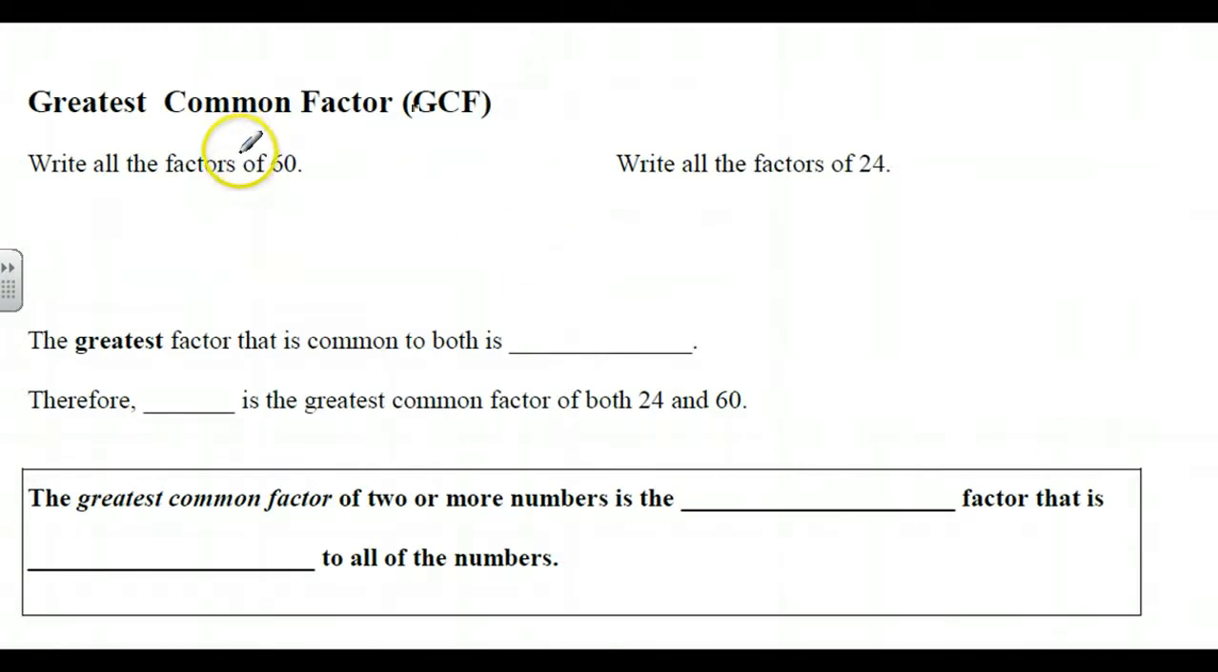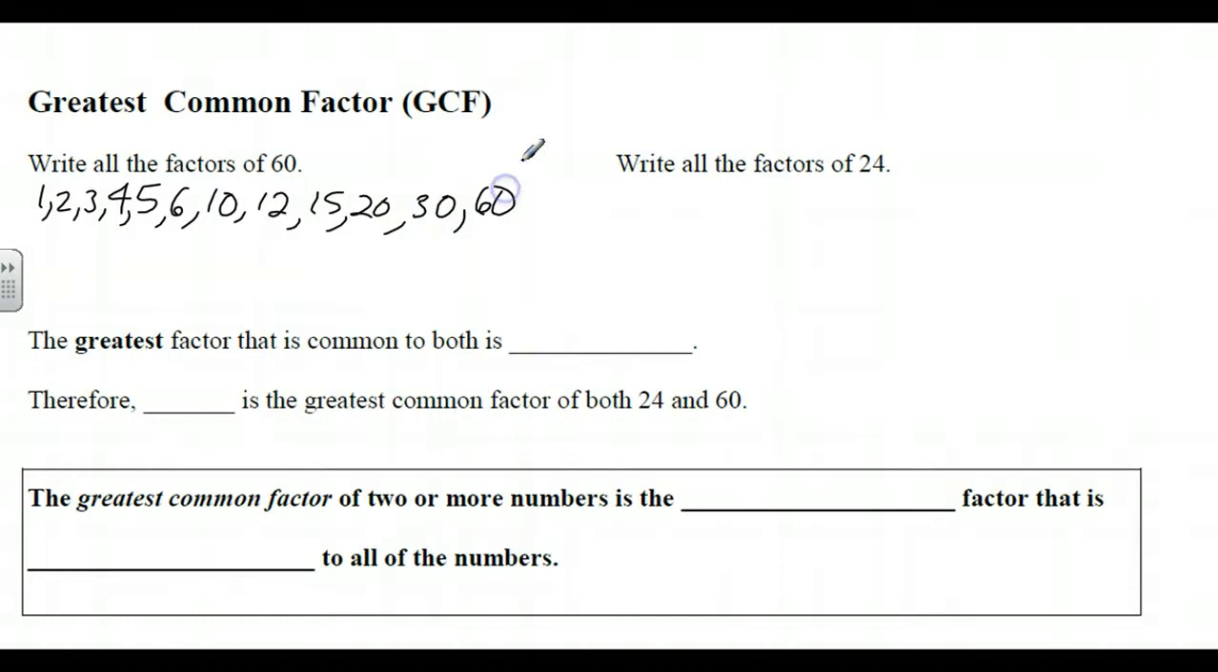Okay, let's talk about the greatest common factor. Write all the factors of 60. Okay, 1, 2, 3, 4, 5, 6, not 7, not 8, not 9, 10. Now they're going to pair up, right? So the next one will be 12, then 15, then 20, then 30, and finally 60.